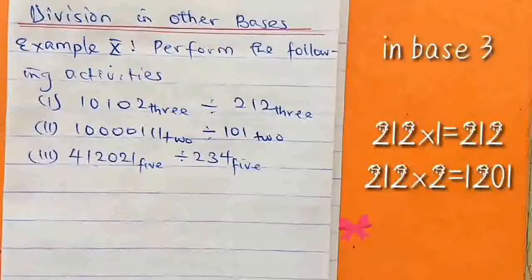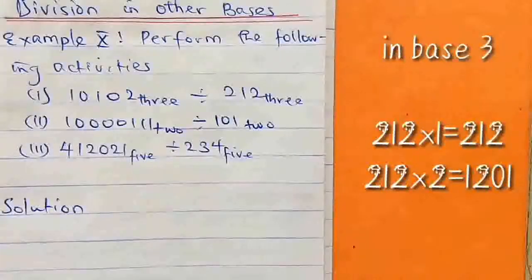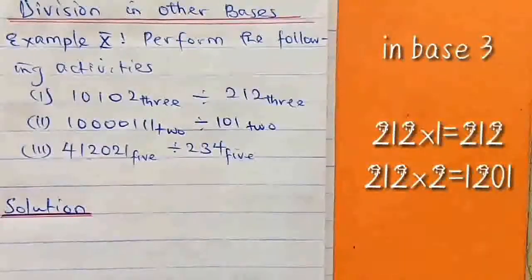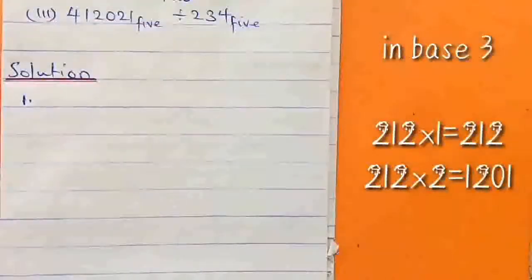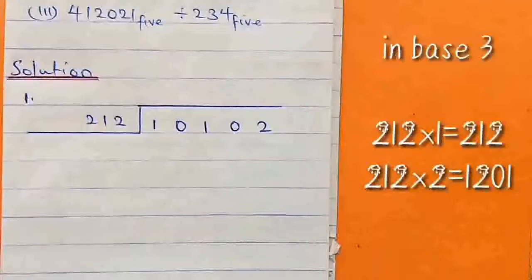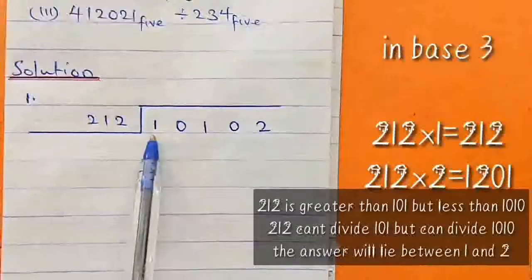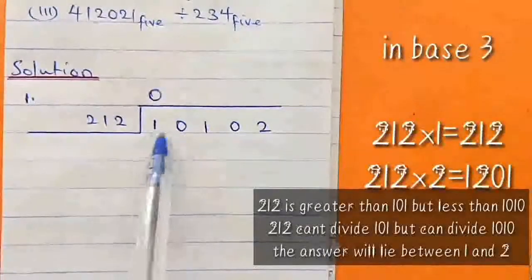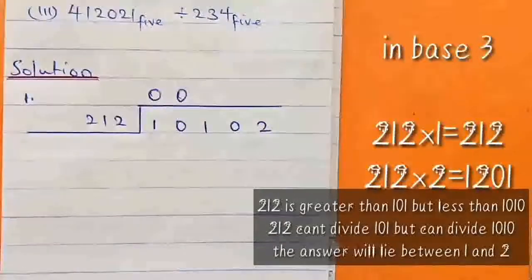I believe you understood what I did in my long division in base 10, and we are going to apply the same method here. The first question is in base 3. That is to say, the highest digit here is going to be 2. I'm only going to do 212 multiplied by 1 and 212 multiplied by 2, as you can see on the screen. Therefore, we go, this is in base 3. 212 divide 1 will not work, we have 0. 212 divide 10 will not work, we have 0.